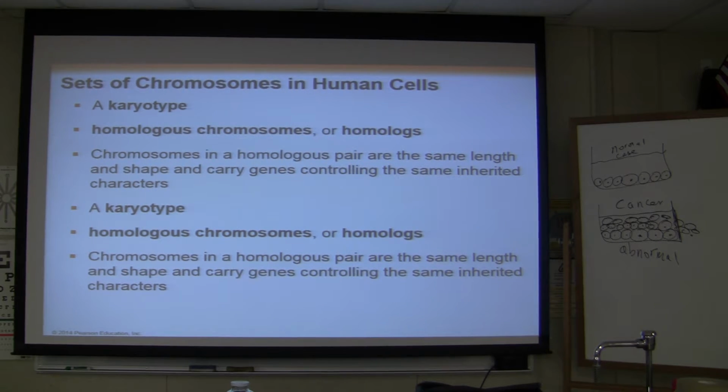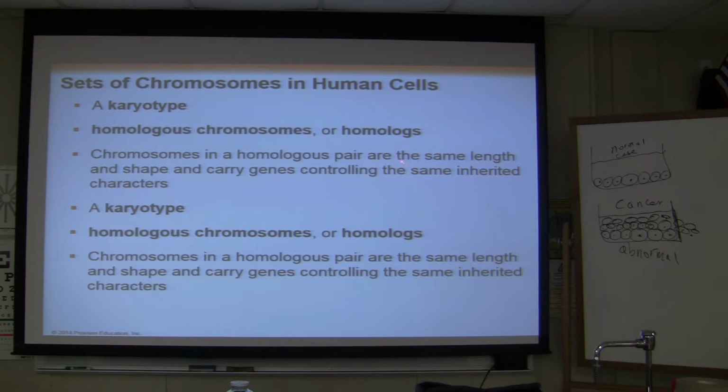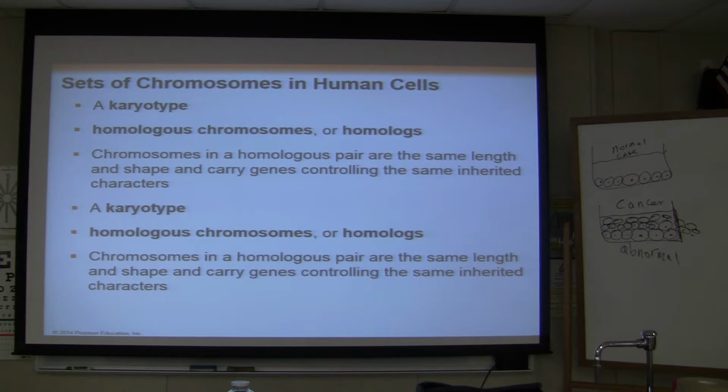Me and Non-Vit are together, and we move around inside of the cell. Am I making some sense? So we are homologous. We are chromosome number 10. We are chromosome number 11. That's what is called homologous chromosomes. They are inside of the cell, and I'll show you a picture in a minute. Chromosomes in homologous pairs are the same length and shape, and carry genes controlling the same inherited characters.